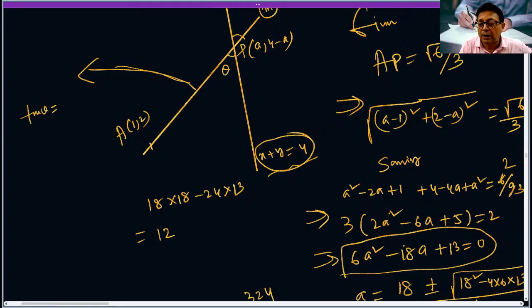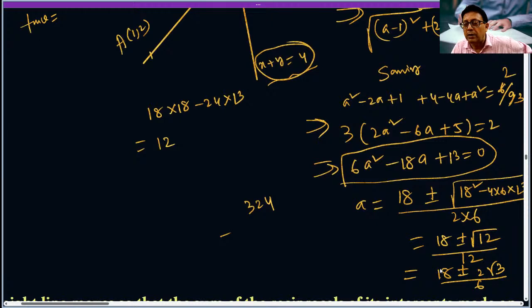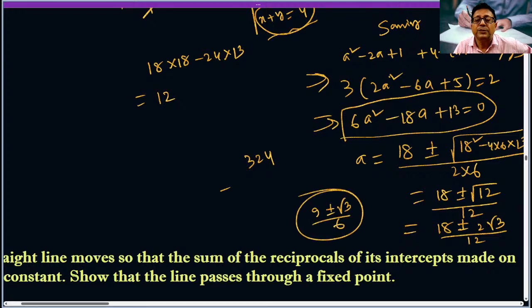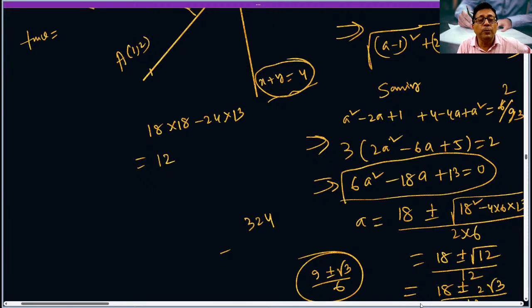Sir, 6, 12 below. 2 into 6 is 12 only. 2 get cancelled. Okay. Will do. 12. Now, if you cancel, it is going to be 9 minus root 3 by 6, isn't it? Now, what is the slope of the line which you are going to find?